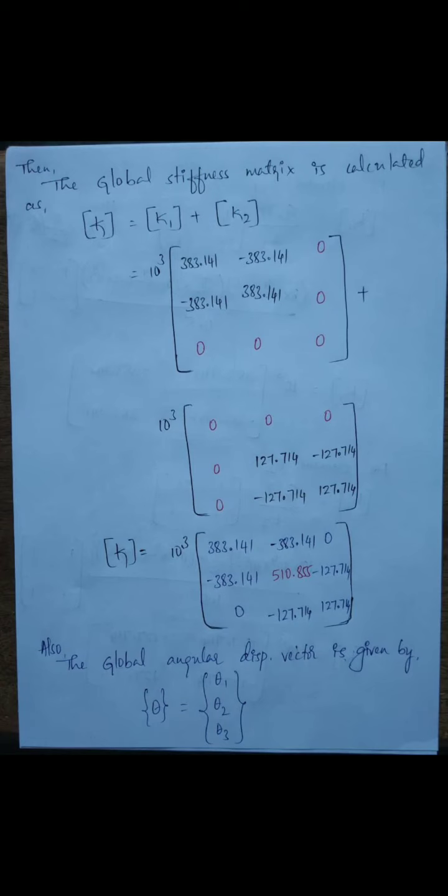Thus, the global angular displacement vector is given by theta equals theta 1, theta 2, theta 3 corresponding to 3 nodes present in the structural member.